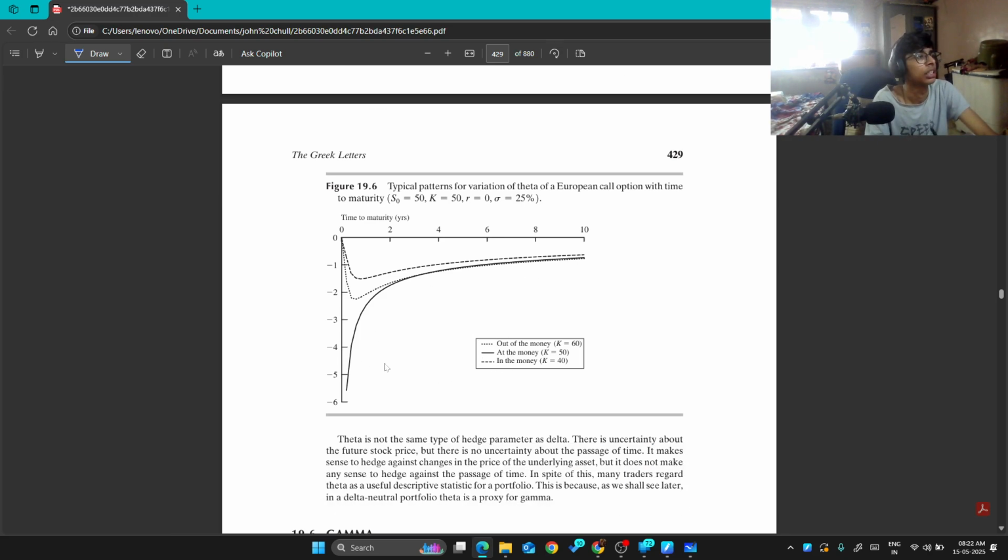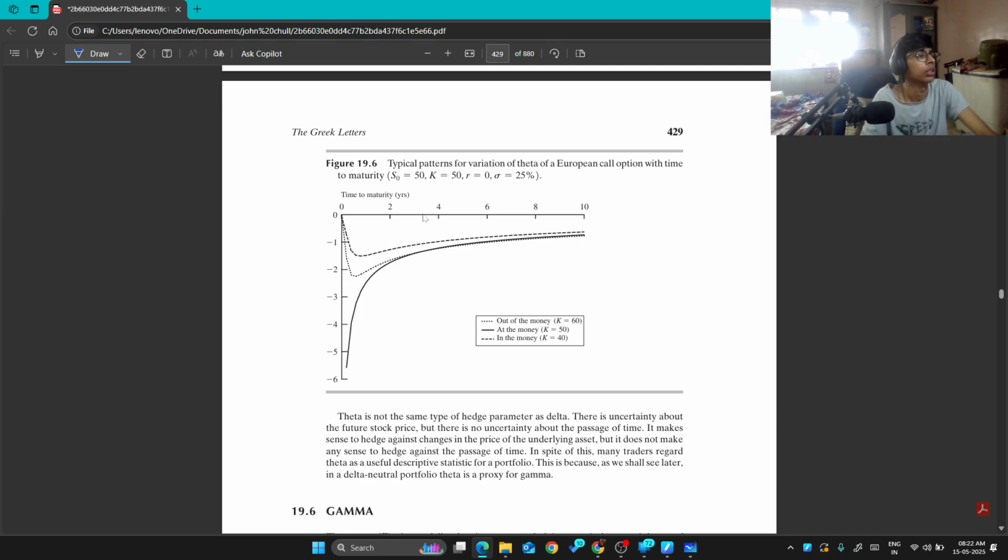And you can see a similar observation: at the money theta is always bigger, and in the money theta is small, K equal to 40, and out of the money is also small.